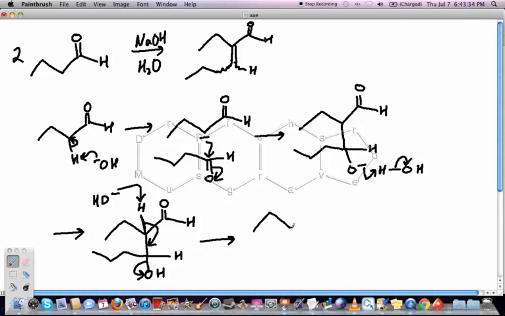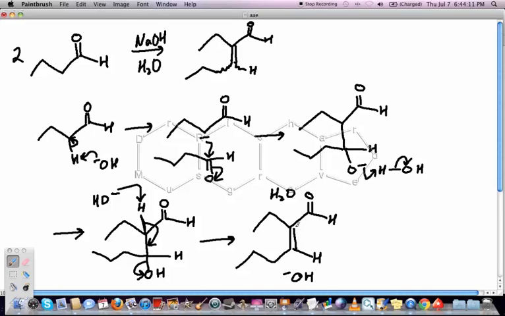So what we end up with is this. And we get H2O and OH minus as well. Now the reason that this next step happens is for a couple of reasons. The first one is this proton is somewhat acidic, so it's already prone to removal by an OH minus because it's right next to a C double bond O.